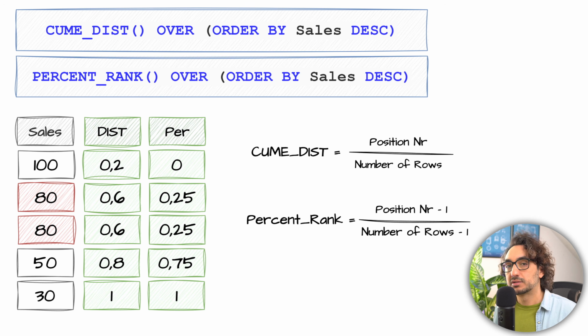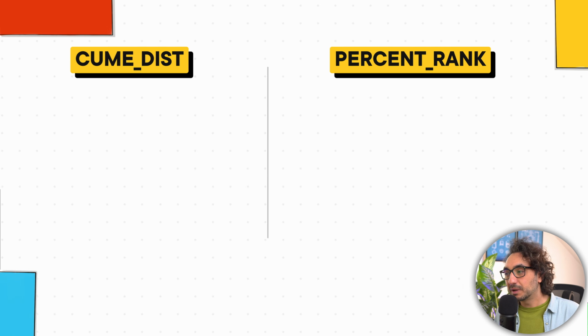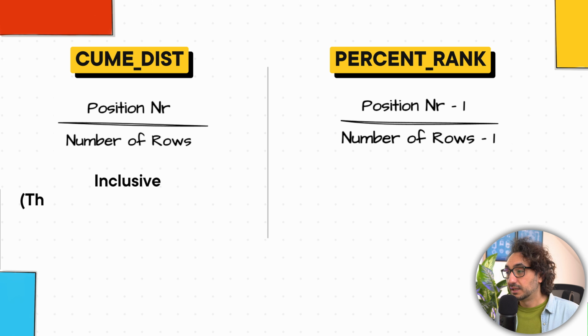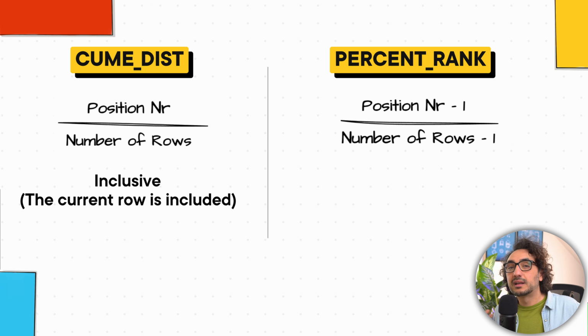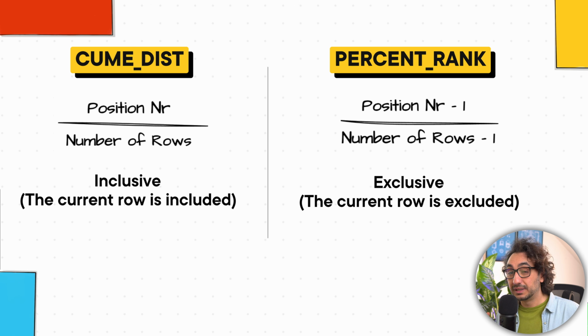So now about the use cases: if you want to focus on the distribution of your data points, go with the cumulative distribution. But if you want to focus on the relative position of each row, then go with the percent rank. Alright, so there is one more difference between the CUME_DIST and the PERCENT_RANK. If you check the formulas, you can see that CUME_DIST is more inclusive. We always consider the position number of the current row, but with the percent rank, we don't consider the current row, we skip it or make it exclusive. So we say the percent rank is more exclusive, and the cumulative distribution is more inclusive.